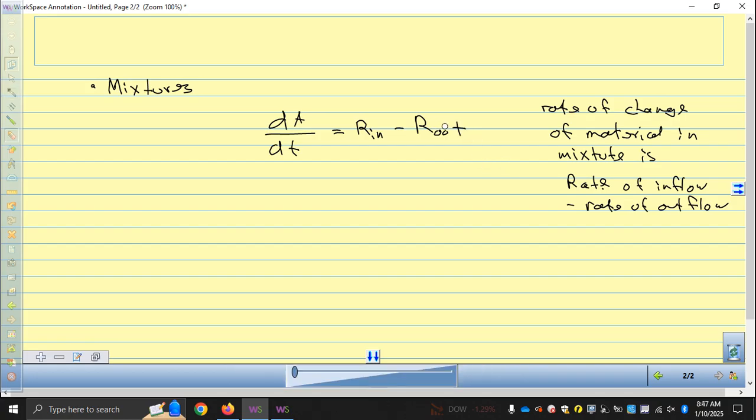So you have a tank, something's flowing, there's a concentration of the material in the tank, some other concentration flows in, some other concentration flows out. The rate of change of the amount is the rate of change of the amount flowing in minus the rate of change of the amount flowing out.